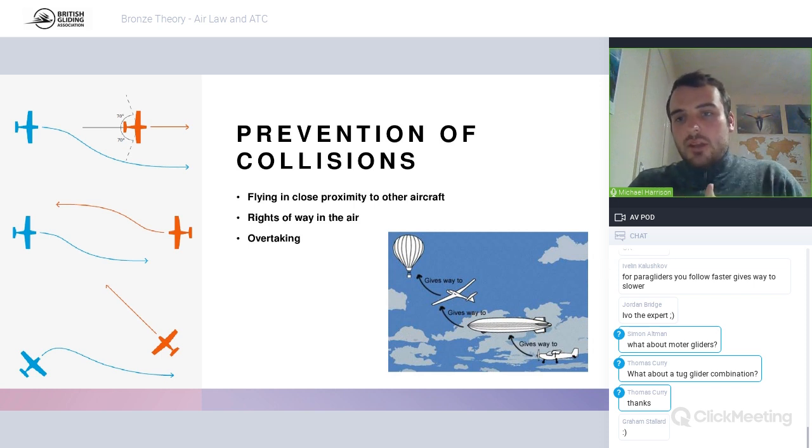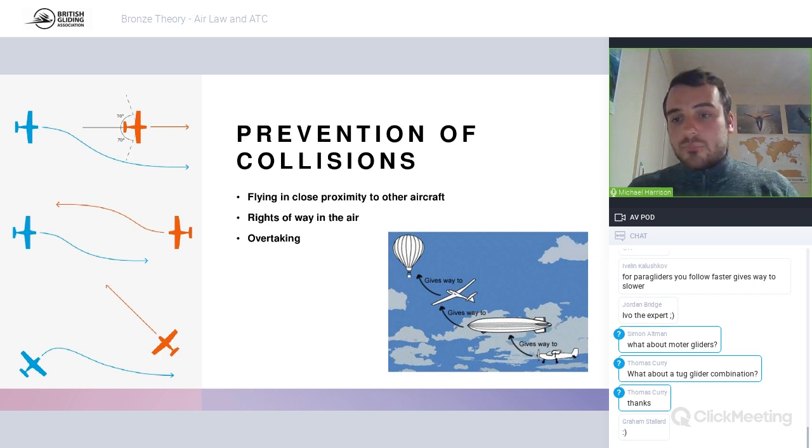You then have rights of way in the circuit. That's a really straightforward one. Whoever's the lowest in the circuit has priority. If you're higher, you have to give way. But the law actually specifically says you can't descend below someone else with the explicit intention of gaining the right of way.